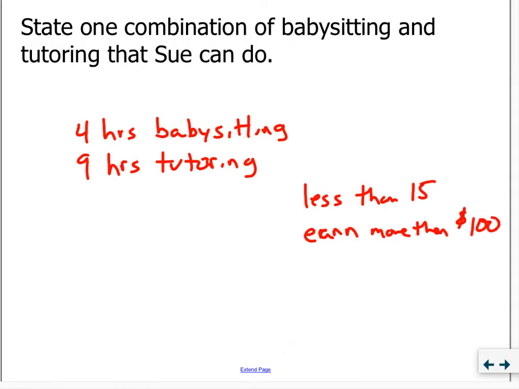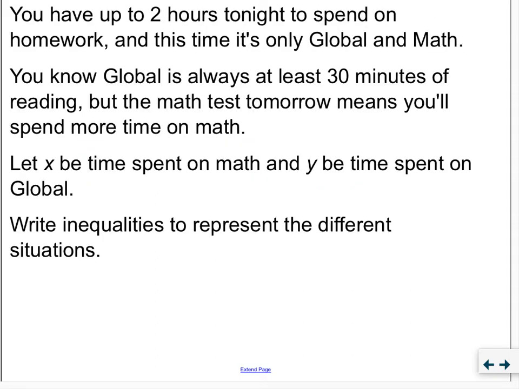So just like before, we shade in our graph, we find our shaded region, and we select a point from there. Let's try one more together. Take a moment, read through what this says, and let's see if we can write some inequalities.